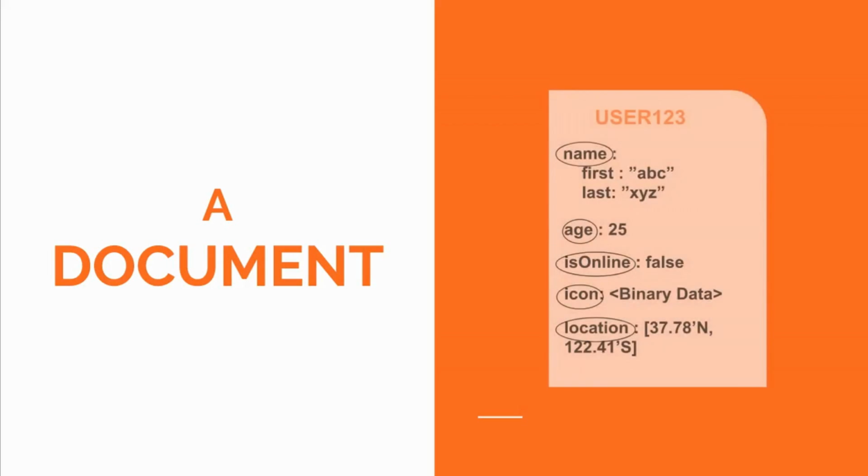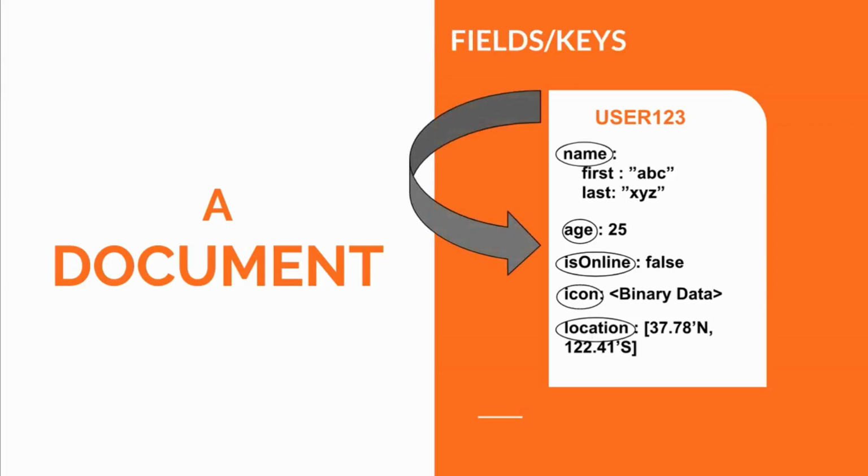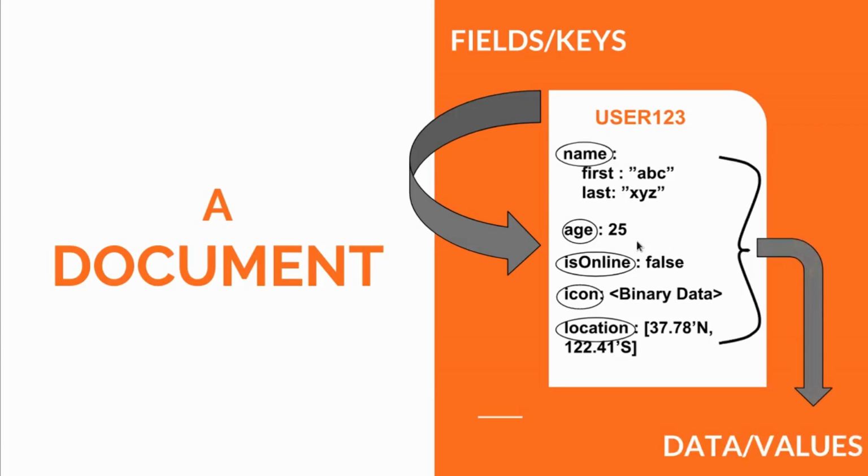Now let us look at a document. This is a document with the name user123 and it contains 5 fields: name, age, is online, icon and location. You can call the encircled ones at the left part the fields or keys, and the part after the colon is the data or the values.